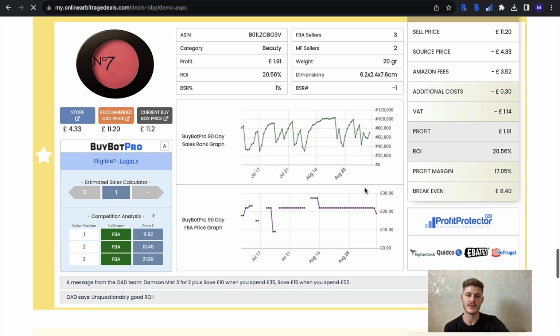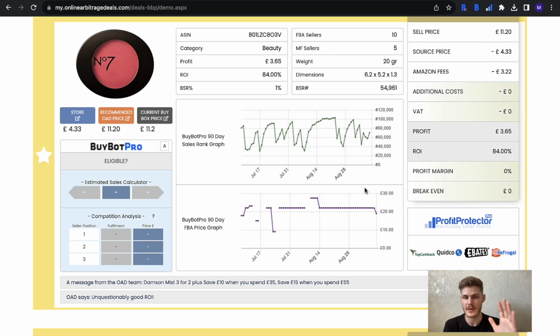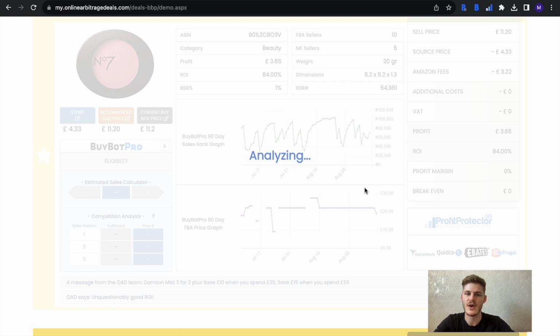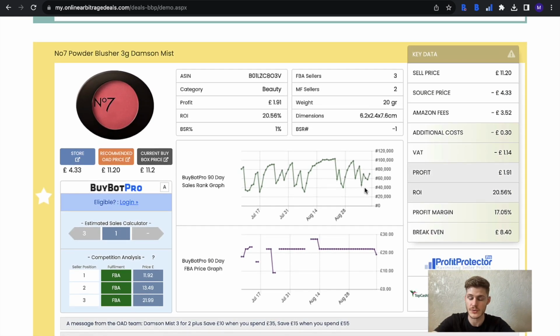Below, we have the BuyBot Pro 90-day FBA price graph. So this is basically telling us how the FBA price has been on this particular listing. So again, what we're looking for here is consistency. If we saw a graph whereby it was at one price one moment, and next it dips really, really low, then it goes really high again, it stays there, then goes really, really low, and there's no middle ground, there's no consistency with it, it suggests there's some instability with the listing. And obviously, if we were to analyze this item even further with BuyBot Pro, we might be able to understand what exactly that is, or why that's being caused.